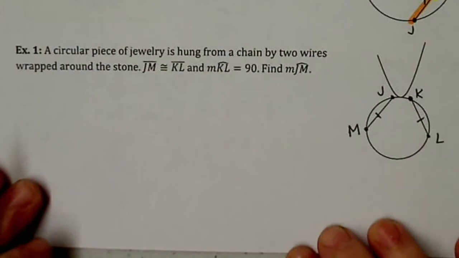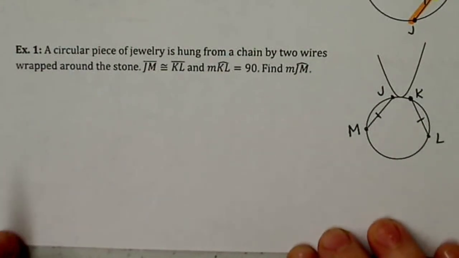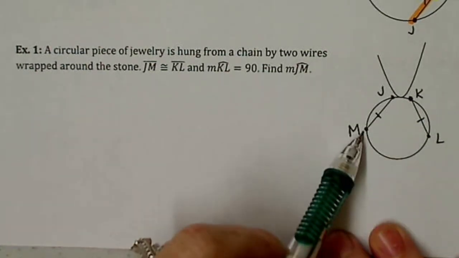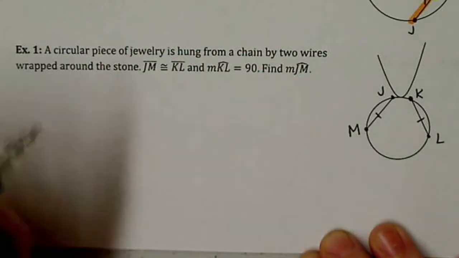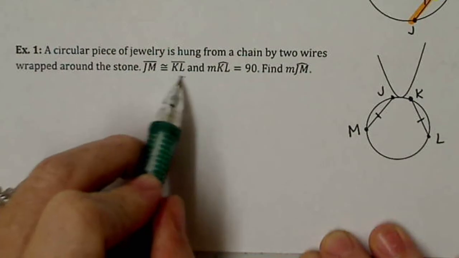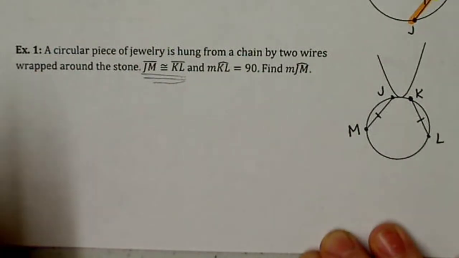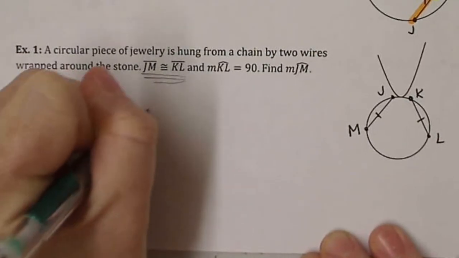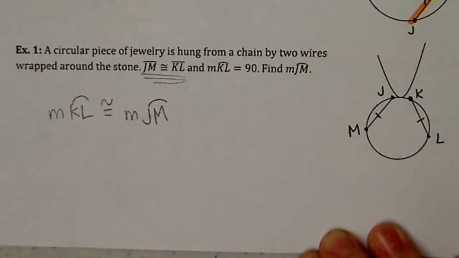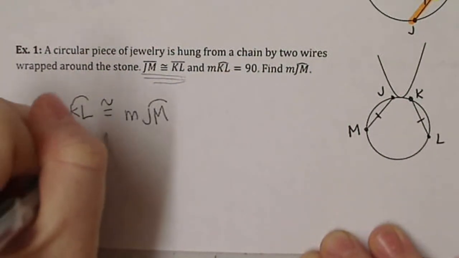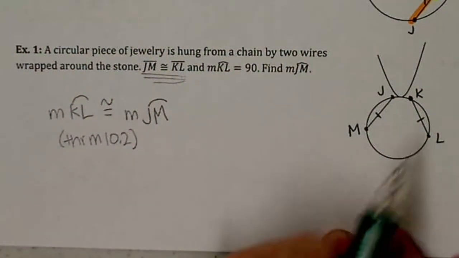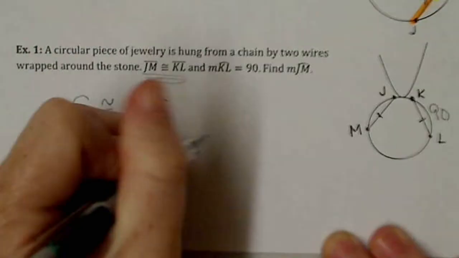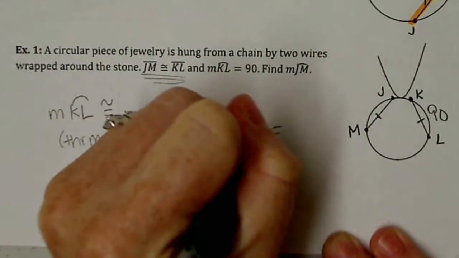So example 1. This has to do with Theorem 10.2, which talks about if our chords are congruent, then our arcs are congruent. So if these chords are congruent, and they are, then the measures are congruent. So the measure of arc KL is congruent to the measure of arc JM because of Theorem 10.2. Because of that, since we know that KL equals 90, JM is also going to equal 90.